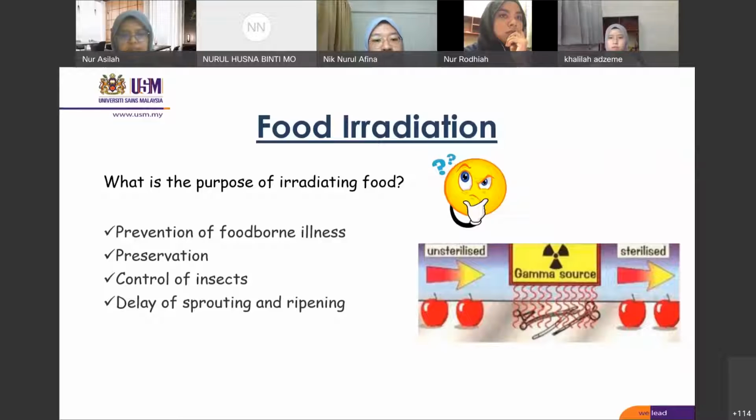But it must be noted that food irradiation does not make the food radioactive. The food itself is never physically in contact with the radiation sources, and the nutrient loss caused by irradiation is less than or about the same as nutrient losses caused by cooking or freezing. Next.